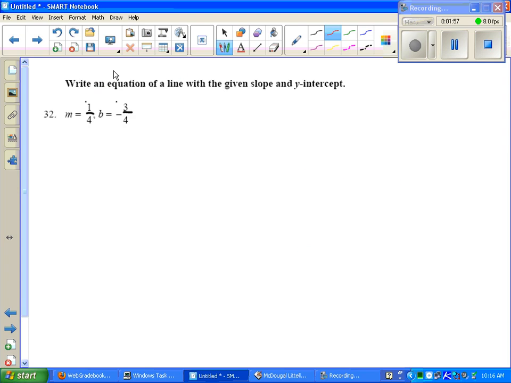This one's easy right here. Write an equation in slope-intercept form. Again, slope-intercept form, y equals mx plus b. All you need to do is write y equals, leave a space, and then x. We're going to plug in something here and here.